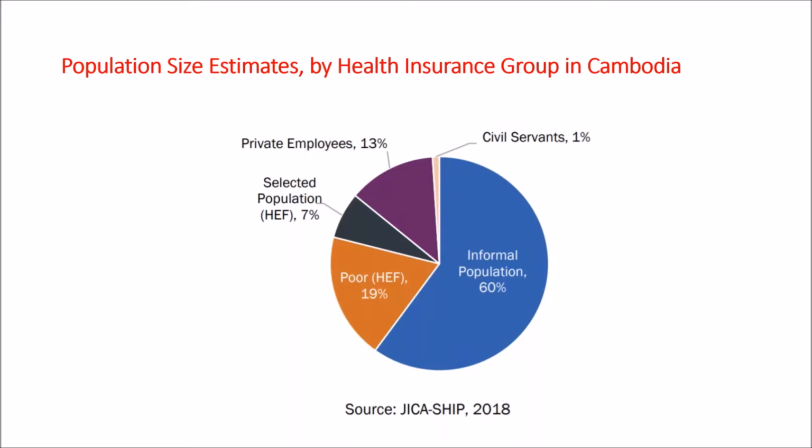For the population in health insurance groups in Cambodia, we can see that civil servants cover only about 1%. But the private employees cover more in health insurance, like 13%, and the informal population, about 60%, is not yet well covered by health insurance. And poor people through the health fund are about 19%. This is through the Ministry of Planning, which issues the ID poor card. And the selected population that we call POW ID, identified at the facility when they are poor and access service at the hospital, is about 7%. This is the size estimate done by JICA through the social health protection program, the health insurance program.